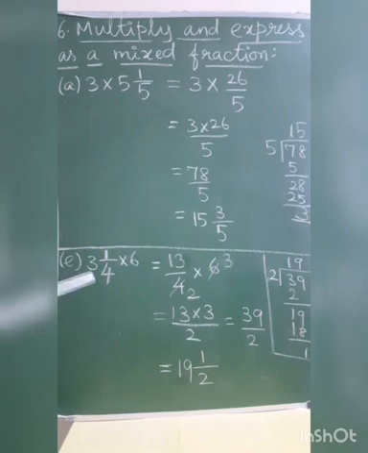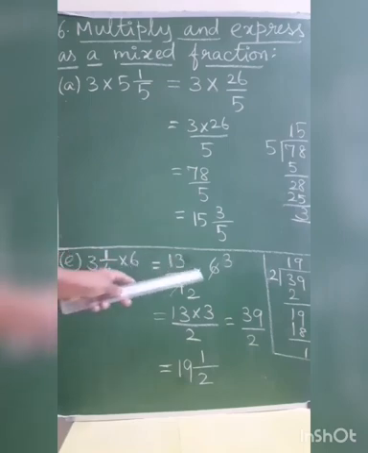And E-sum: 3 1 by 4 into 6. It is a mixed fraction, so convert it into an improper fraction. 4 3s are 12 plus 1 is 13. Here the denominator is 4. So 13 by 4 multiply by 6.